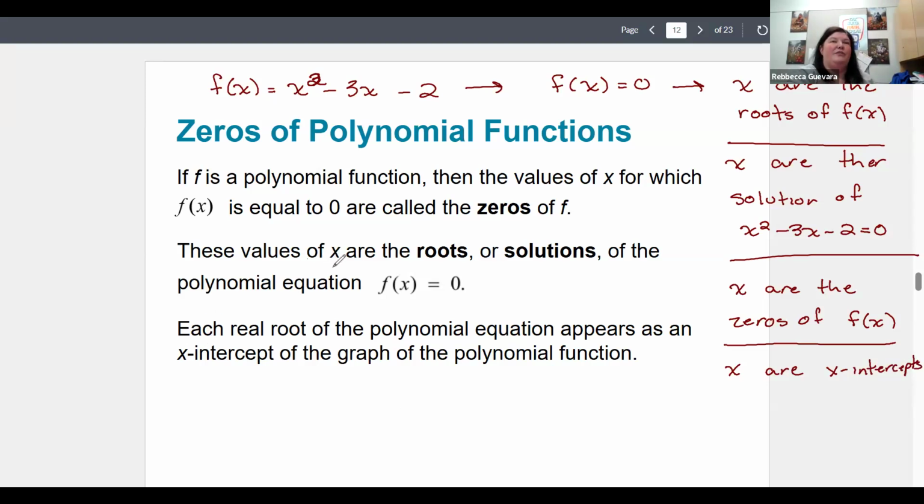So these values of x, like I said, are going to be your roots, solutions, zeros, and x-intercepts, as long as x is real. Each real root of the polynomial equation appears as an x-intercept of the graph of the polynomial function. So you can have roots that are not real numbers. You can have solutions that are not real numbers. You can have zeros that are not real numbers, but your x-intercepts have to be real numbers.